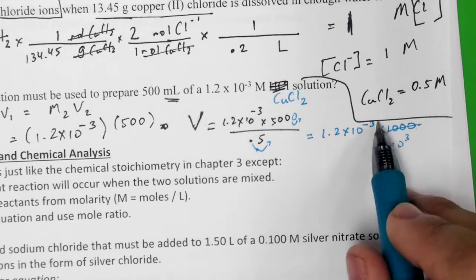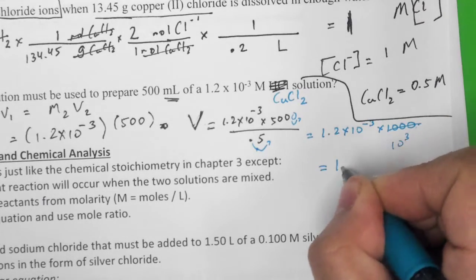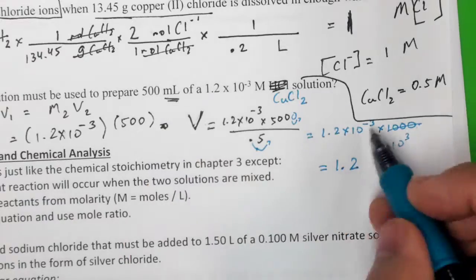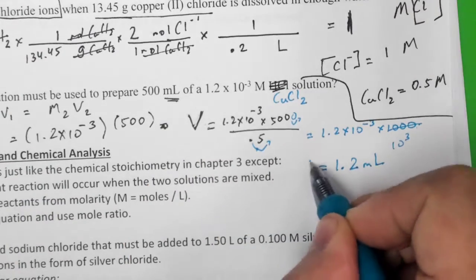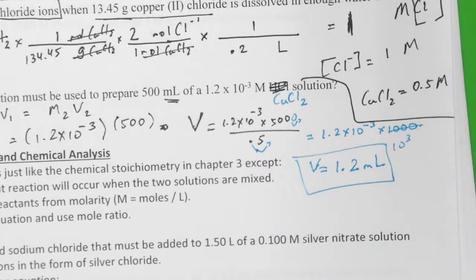Same base. The exponents, when you multiply, you add them up. Negative 3 plus 3, that's a 0. 10 to the 0 is a 1. Okay, so therefore my final answer is 1.2. And then since it's a milliliter, that's still a milliliter. Okay, so I need just a couple drops of the original solution to make 1.2 times 10 to the negative 3 molarity of the solution, 500 milliliters of that.